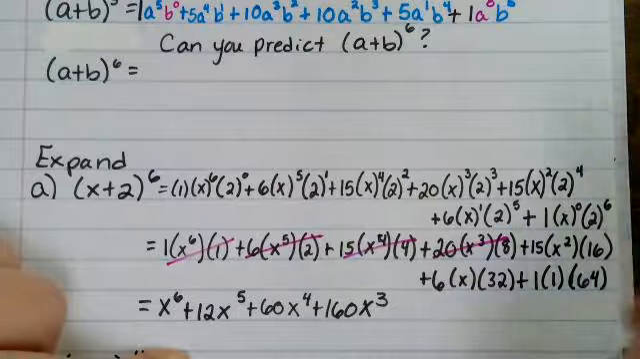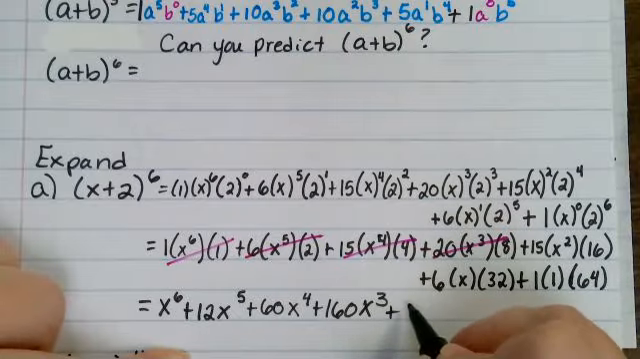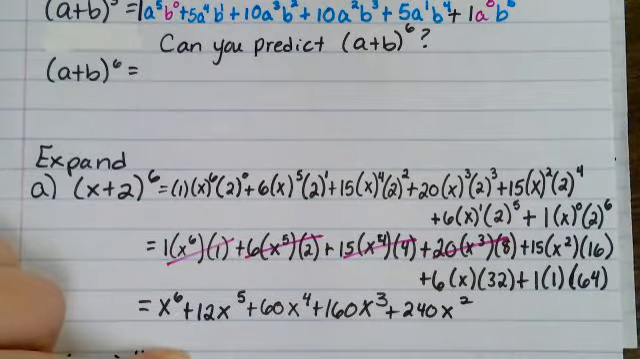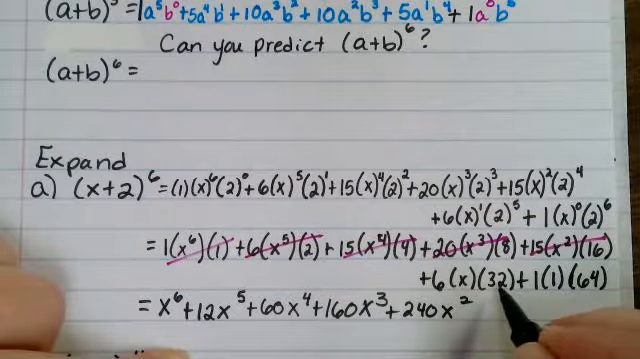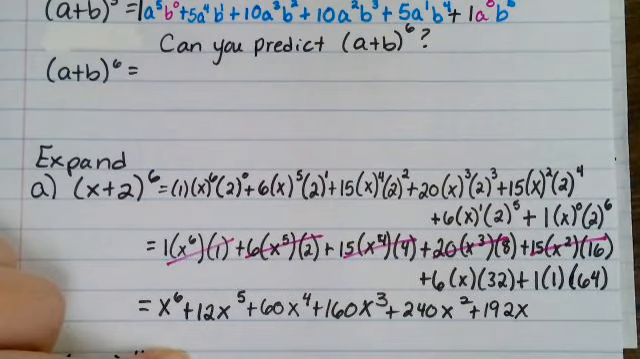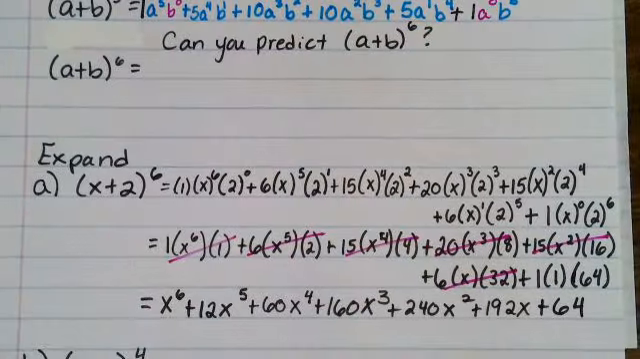Done. All right, next one, 15 times 16 is going to give us 240 x squared. Done. 6 times 32 is going to give you 192x. It's done. And one last term, plus 64. That is your answer, all expanded out. It's a little less painful than actually doing it by multiplying them.